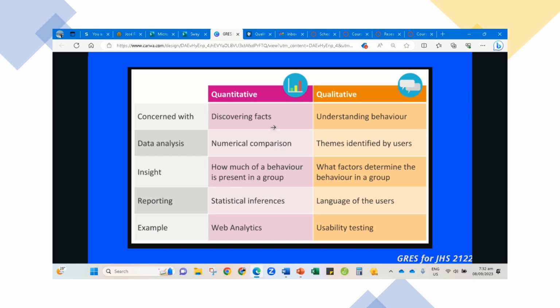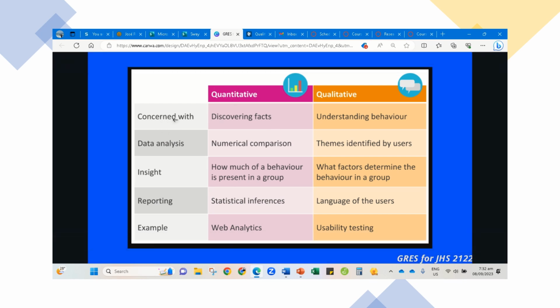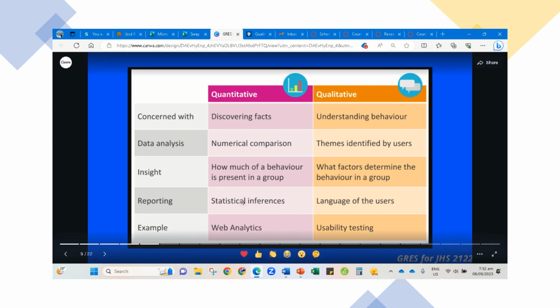Here are some examples of quantitative data and qualitative data in comparison with these factors. Quantitative data is concerned with discovering facts, however, when you say qualitative, it goes with understanding behavior. When you go with analysis, you go with numerical comparison, while this one is themes identified by the users. Now, the insight for quantitative is how much of a behavior is present in a group, while here it is what factors determine the behavior in a group. When you talk about reporting, we report it by statistical inferences.